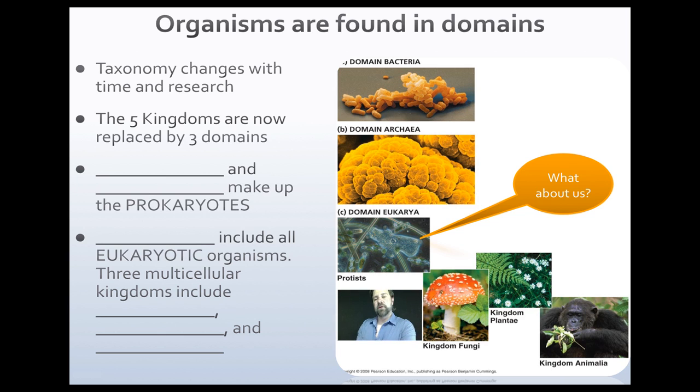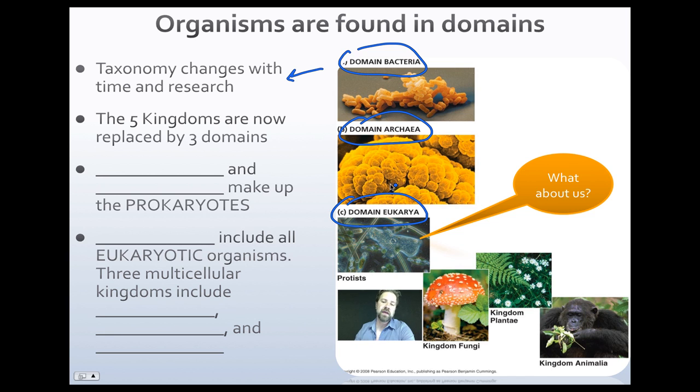The organisms are found in domains, that first category, and we have three major domains. So one thing I got to throw out there is the fact that taxonomy changes with time and research. About 20 years ago, when I was in high school, there were 5 kingdoms. That's how we learned about biology. But now we've learned through DNA testing that there's 3 domains: domain bacteria, domain archaea, and domain eukarya. And the 5 kingdoms are no more. They've changed it because the technology has changed and produced better results.